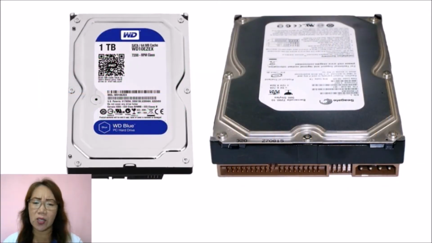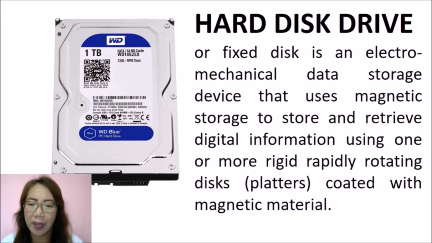What do you call that one? It looks like a bar. That is your hard disk drive. A hard disk drive or fixed disk is an electromechanical data storage device that uses magnetic storage to store and retrieve digital information using one or more rigid, rapidly rotating disks or platters coated with magnetic material. In other words, your hard disk drive is your long-term storage device wherein you can save all your documents, and all the other applications are stored on that particular storage. And that is your hard disk drive.